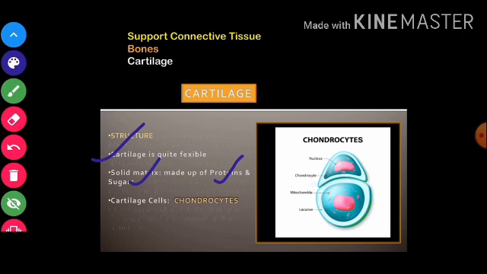Cartilage is better than bones. They are made up of protein and sugars. What are the cells embedded in the matrix? Children, cartilage cells which are embedded in the matrix are known as chondrocytes, right? So the cells of the cartilage are known as chondrocytes. This is the structure of chondrocytes, how the chondrocytes look, right?